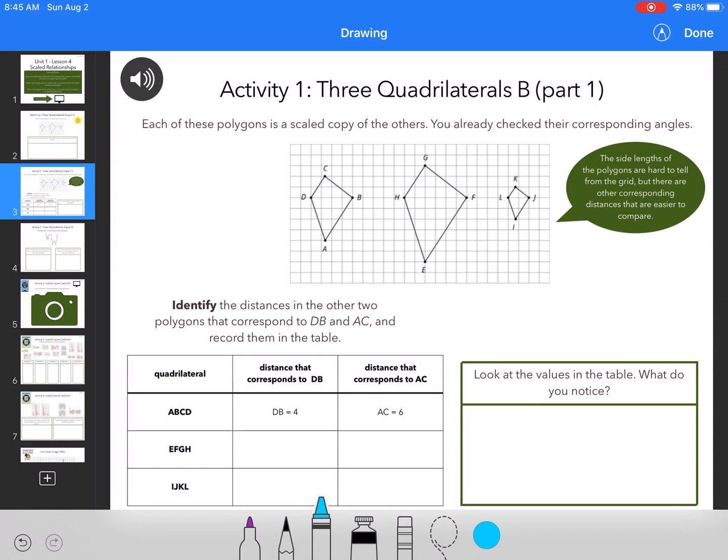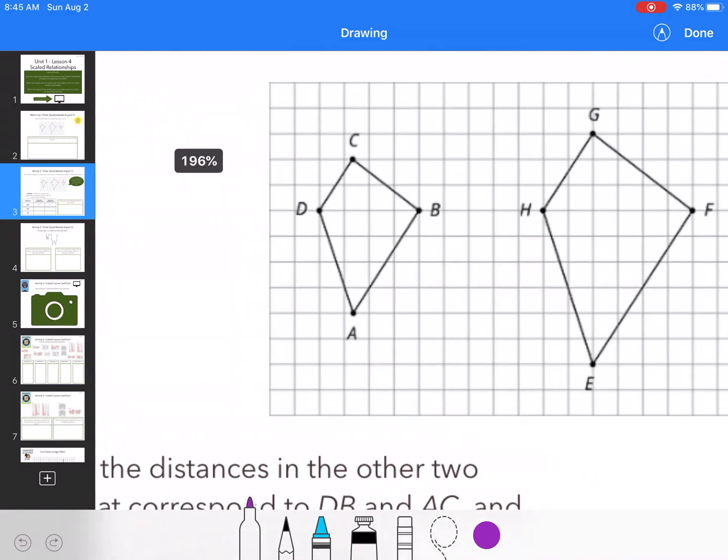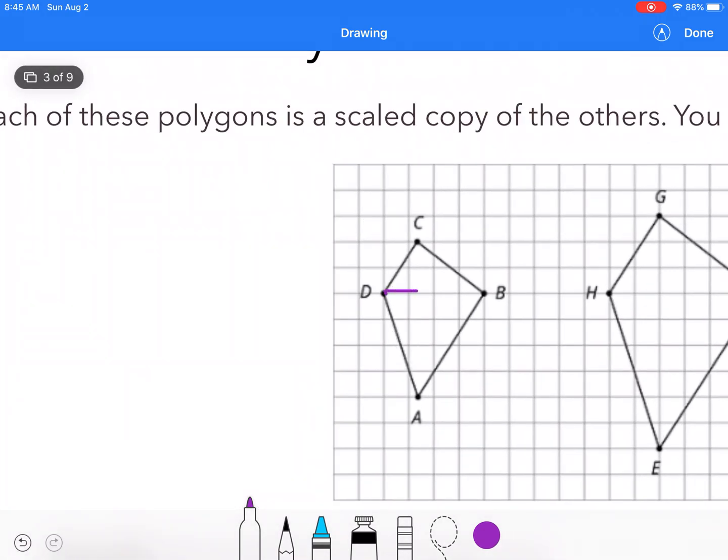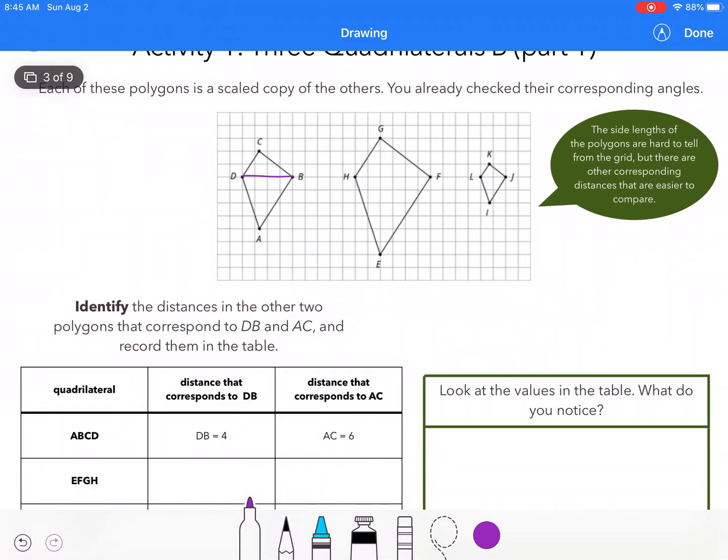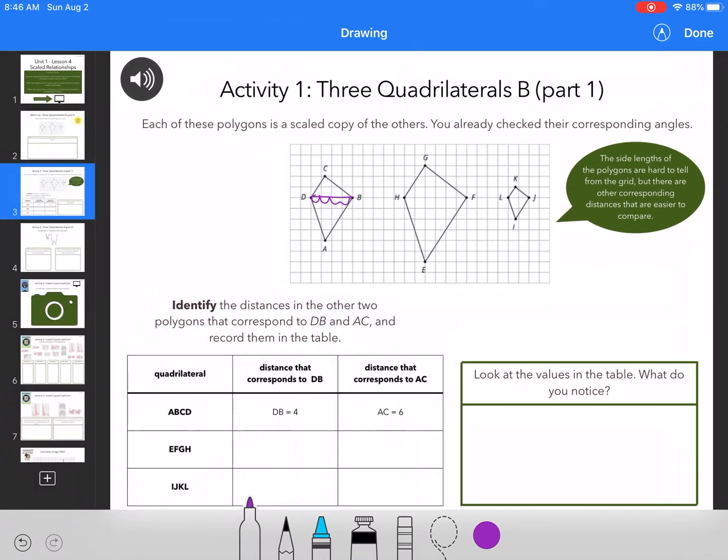Now we're going to identify the distances in the other 2 polygons that correspond with DB and AC and record them in the table. So DB, so that's not already a line that's drawn in my polygon because all the lines in my polygons cut through the center of blocks, so they're not good to measure distance. So if I go across, that's DB. So it says that DB is 4 units, which is true. 1, 2, 3, 4.